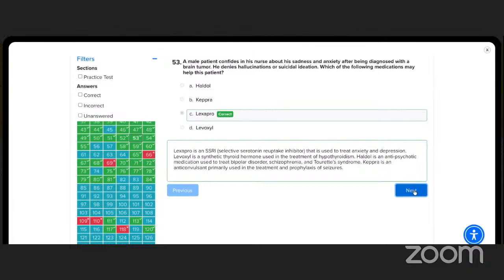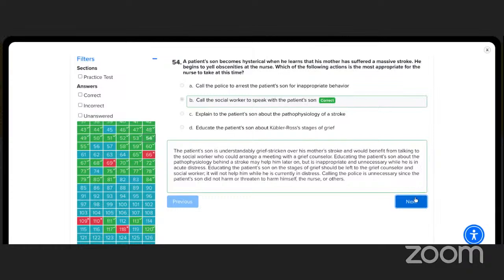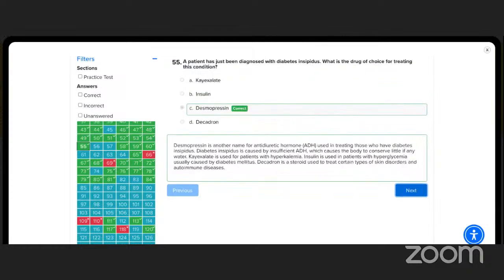So we're gonna move to question 55. A patient has been diagnosed with diabetes insipidus. What is the drug of choice for treating this condition? Desmopressin is another name for antidiuretic hormone, used in treating those who have diabetes insipidus. Diabetes insipidus is caused by insufficient ADH, which causes the body to convert little.